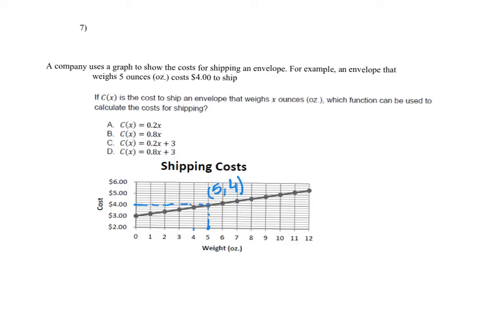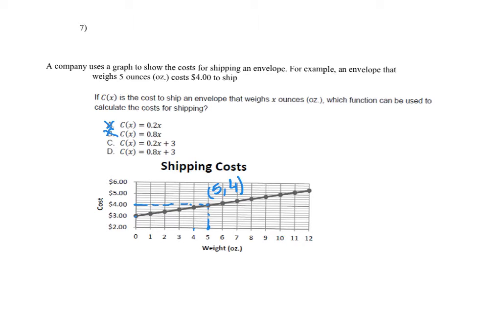Good. And if C(x) is the cost to ship an envelope that weighs x ounces, which function can be used to calculate the cost for shipping? Well, first of all, to analyze the graph, we can see the y-intercept is going to be 3. That's the cost, right? So if the weight is 0, it's going to cost you $3 anyway. So $3 you must pay. The only answers that have $3 as a y-intercept are C and D. So definitely you're going to eliminate A and B.